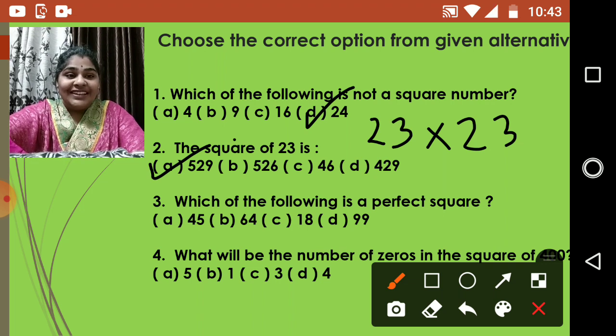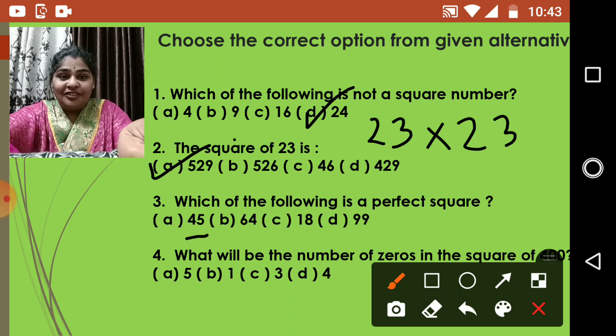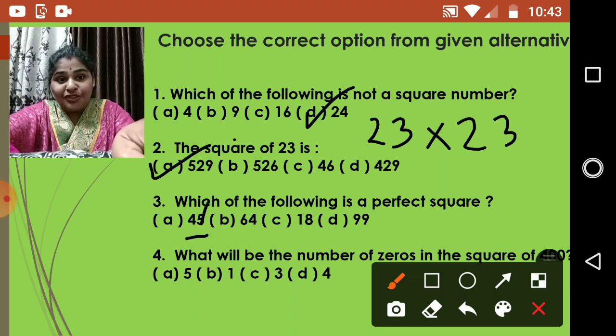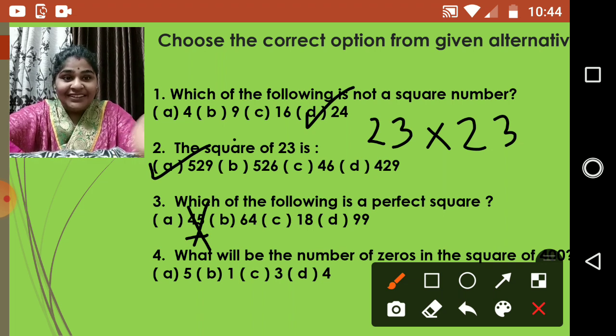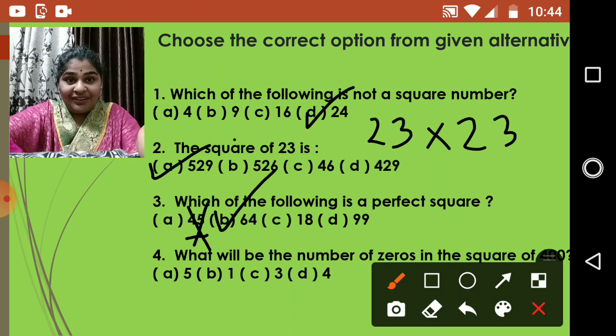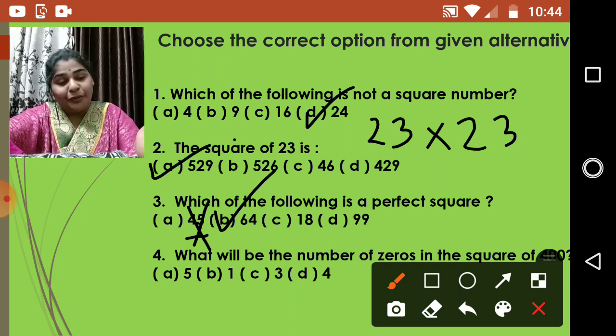Which of the following is a perfect square? So let us check. 45. Now if I see 6 into 6, that is 36. 7 sevens are 49. So 45 is not a square number, right? 64. Now this I see 8 eights are 64. So yes, 64 is a square number. It is the square of 8. Alright, and others are not. So I will choose option number B, that is 64.